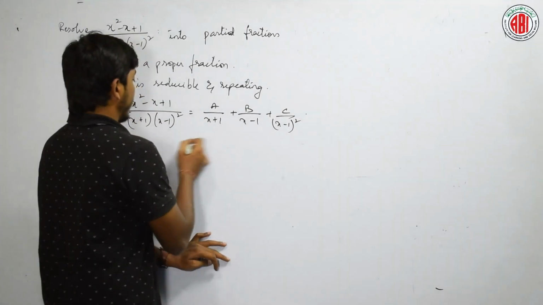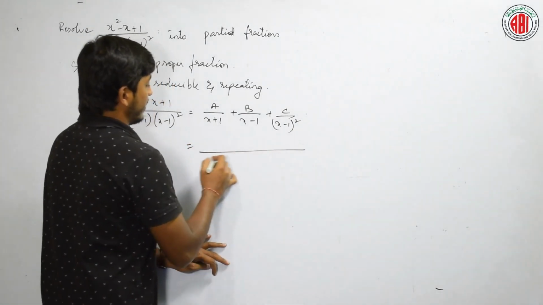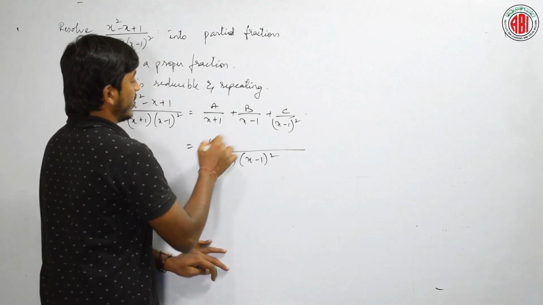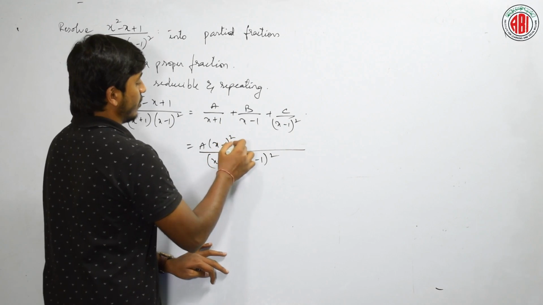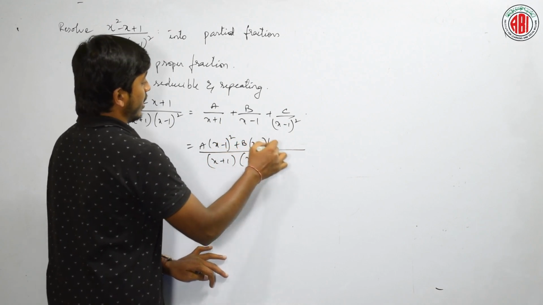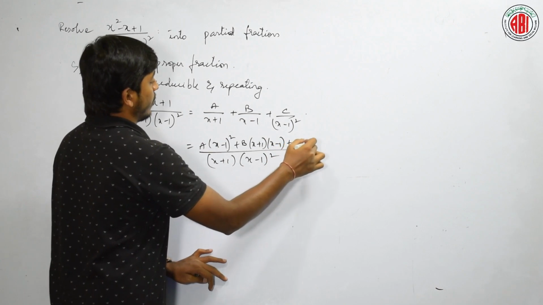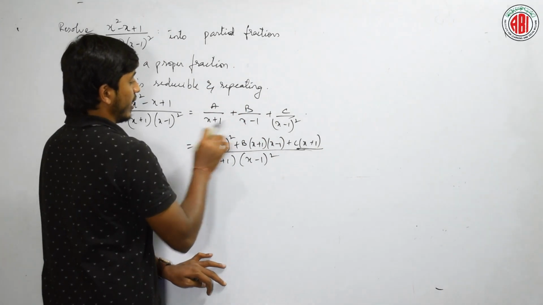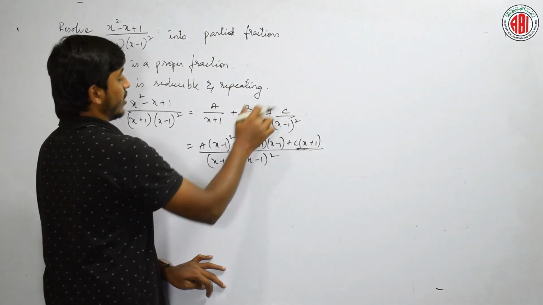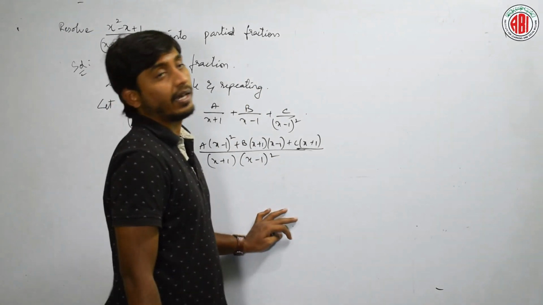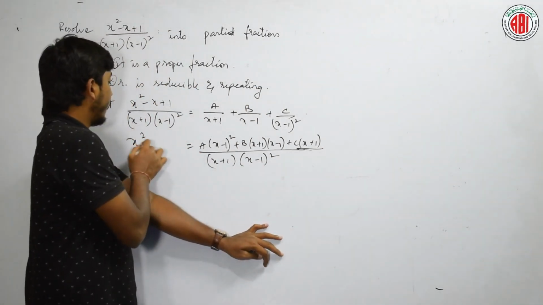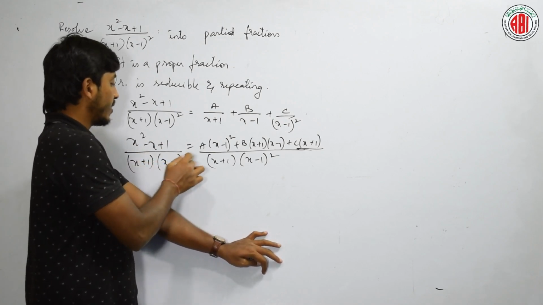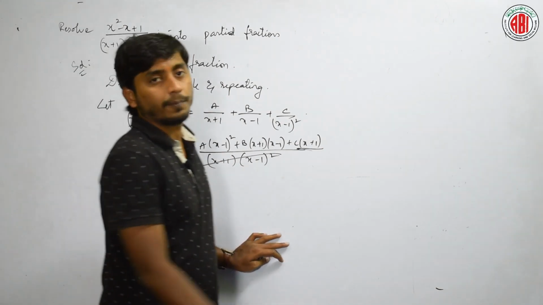What do we get? The LCM is (x plus 1) into (x minus 1) whole square. Therefore, this will be a into (x minus 1) whole square, plus b into (x plus 1)(x minus 1), plus c into (x plus 1). Isn't it? A into the whole (x minus 1) whole square term, b into these two terms, c into (x plus 1). Is it right? And on the left side, we will cancel these both terms.